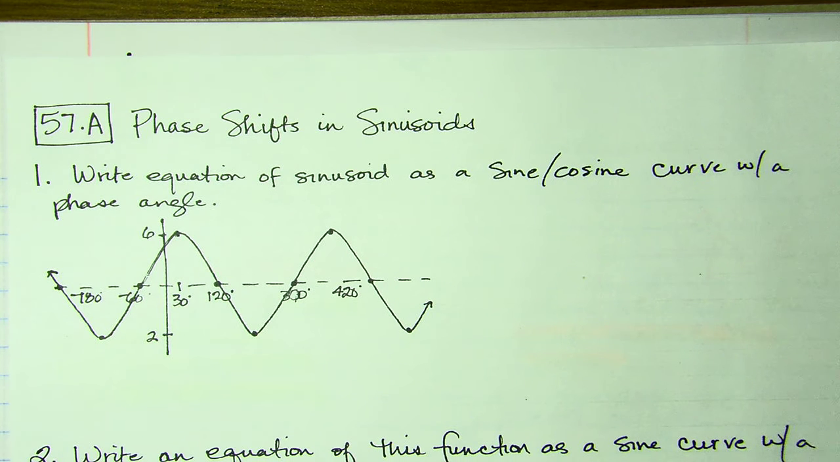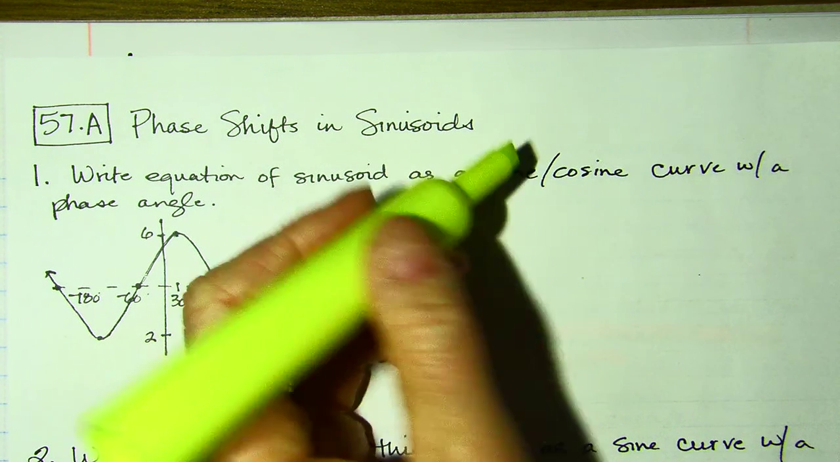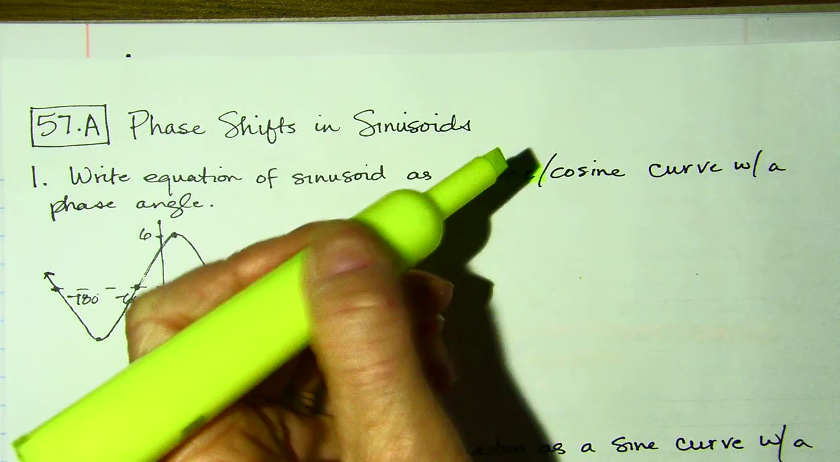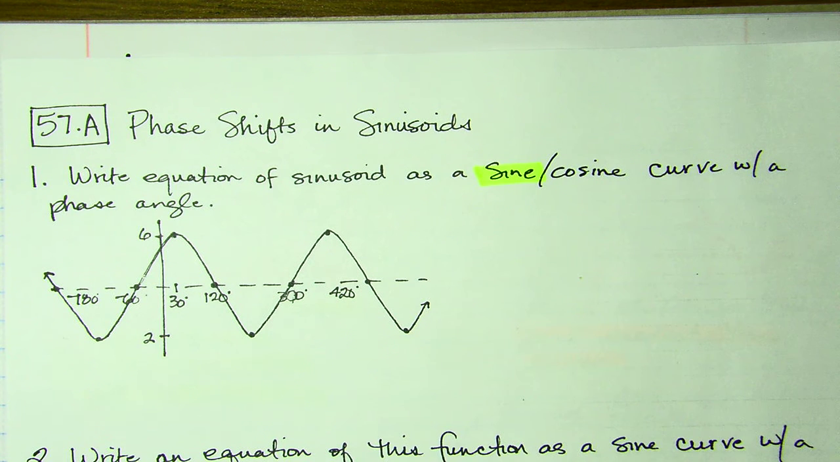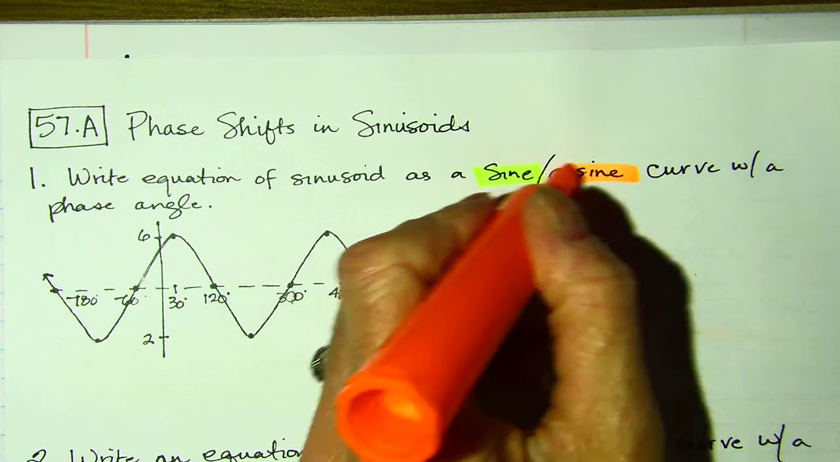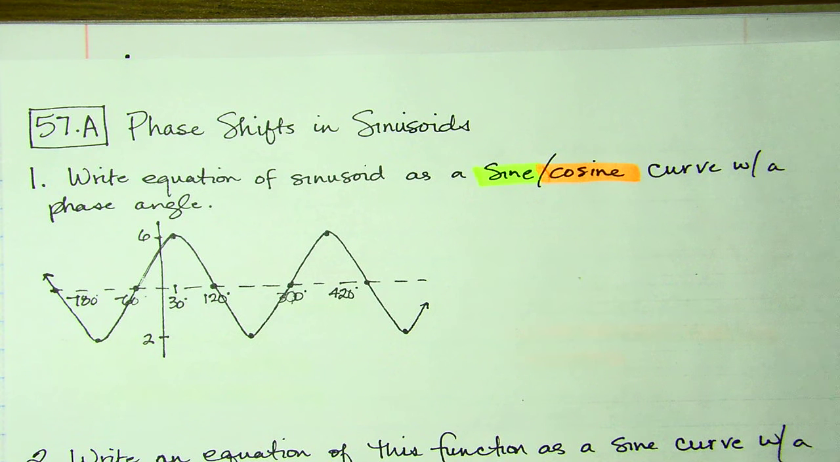All right, so write an equation of the sinusoid as sine and cosine. They want us to do both with a phase angle. So they are telling us that this graph has been shifted, and that's really, really important to know. That helps us determine whether it's been reflected and all that stuff. So they want us to write both. So let's start with, we'll do sine in yellow, and I'll do cosine in orange, and a lot of these pieces are going to be the same.